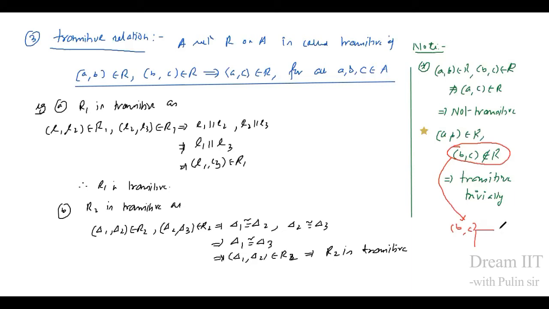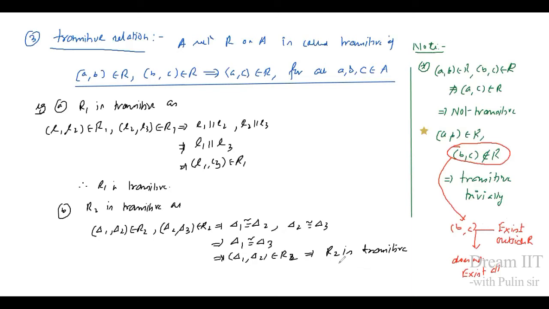What type of option? That this may exist outside R, right? Or it does not exist at all. This kind of situation will come. I'll take an example, then it will be better. Just try to remember this one.